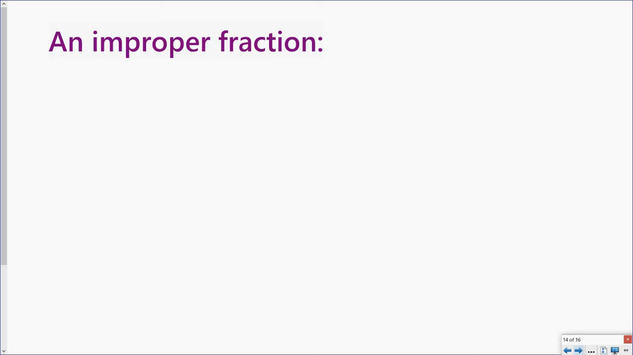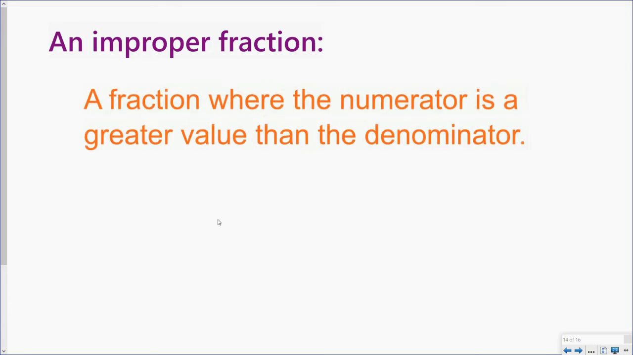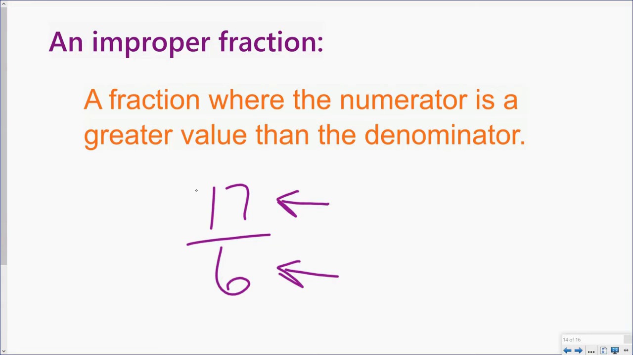Now, we've been changing our mixed numbers to improper fractions. An improper fraction is a fraction where the numerator is greater than the denominator. So the one we just did was 17/6. The numerator, which is right here, is larger than the denominator, which is right here. So 17 is bigger than 6.